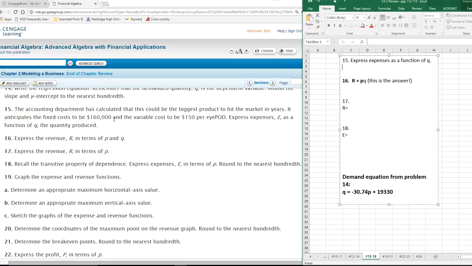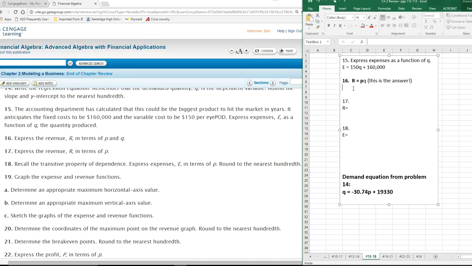Number 15 is express expenses as a function of Q. Our problem tells us that our variable costs are $150 per unit. That means that it costs us $150 in parts for every single iPad, whatever they call this thing that we produce. Our fixed costs are $160,000. Again, $160,000 are things like our delivery trucks, our building, our salaries to our employees, all the stuff that doesn't change with the number that we produce. If we produce 0 units, our expenses would be $160,000. For every unit we produce, the expenses go up by $150 per unit.